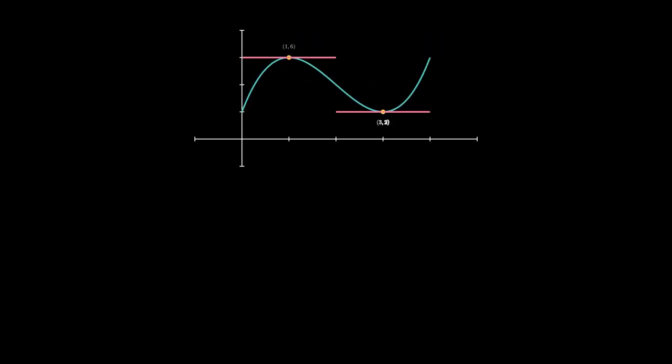Let's visualize these points on the curve. Here's our curve with the 2 points marked where the tangent is horizontal.